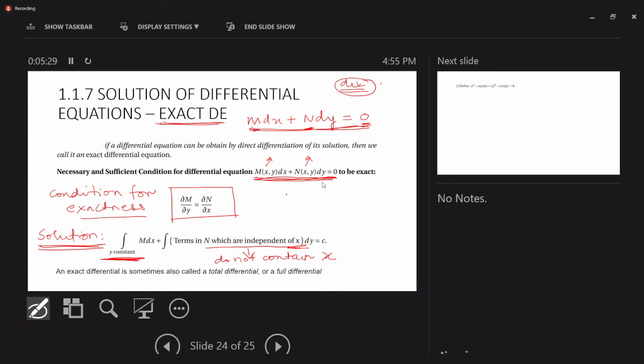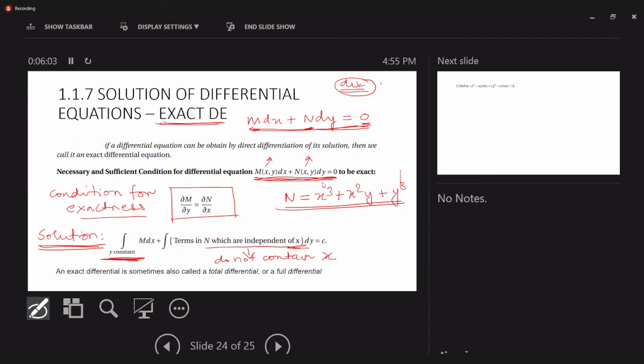Supposing I say N is equal to x cube plus x square y plus y cube. Tell me which term is independent of x, or does not contain x. Y cube. Okay, so that is the meaning of this statement: terms in N which are independent of x. Of course, that means it will contain only y, or maybe it will even be a constant.